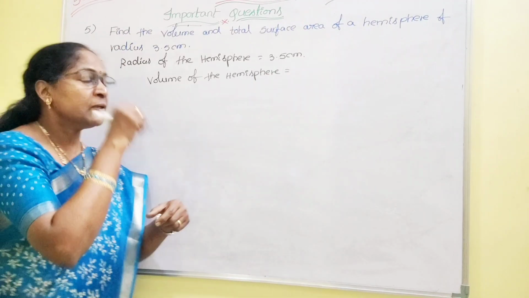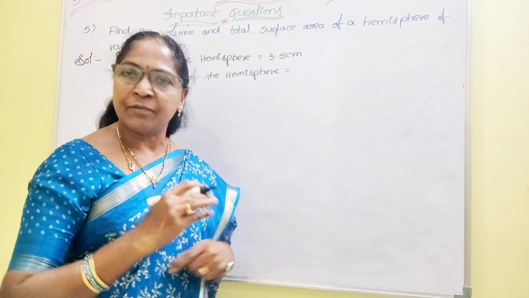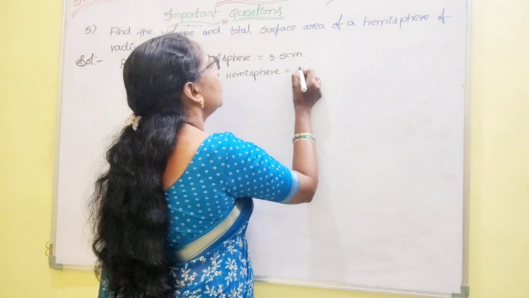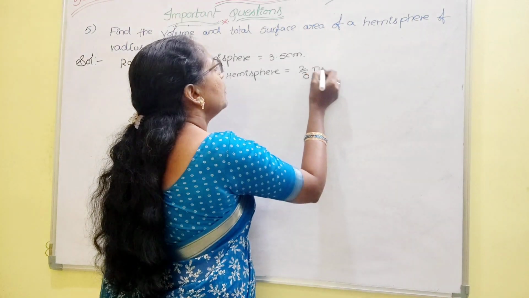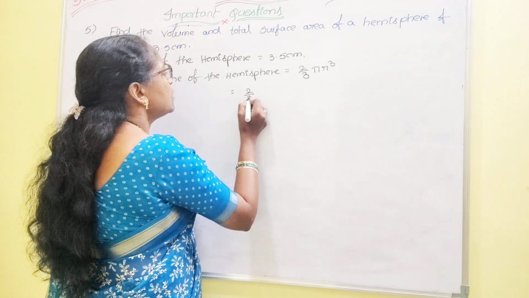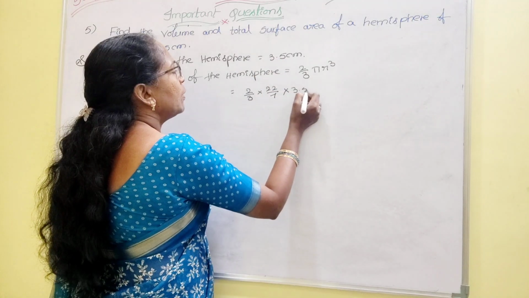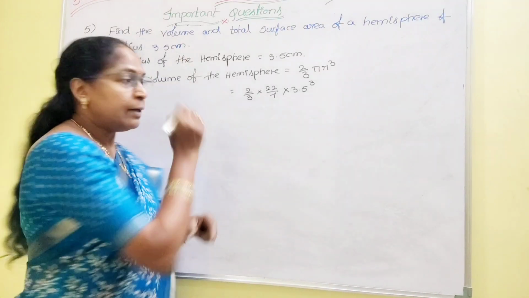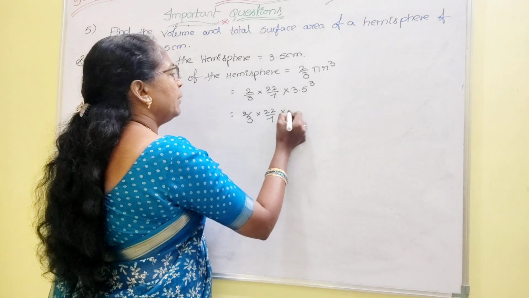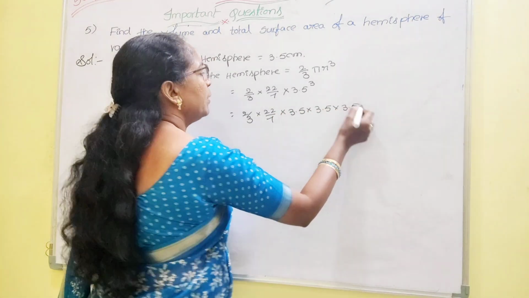Volume of the sphere equals 4/3 pi r cube, where hemi is nothing but half. So hemisphere means half of the volume of the sphere. That equals half of 4/3, which means 2/3 pi r cube is the formula. Like that you have to remember. Now here substitute the values. 2/3 multiplication of 22 by 7 into r, where r equals 3.5, whole cube. Now here 2/3 multiplication of 22 by 7 into 3.5 into 3.5 into 3.5.